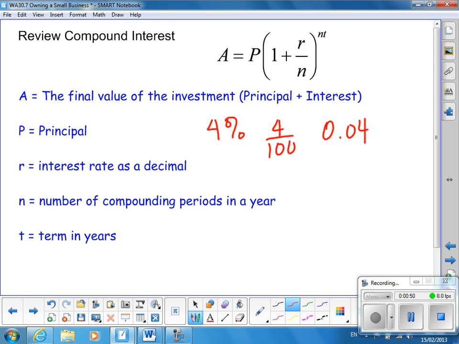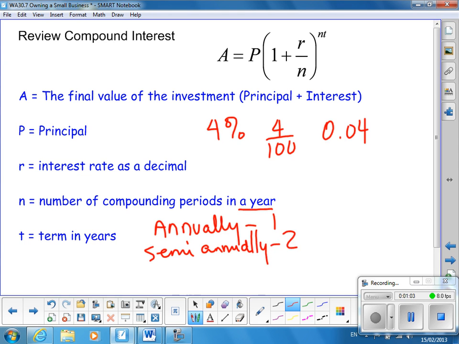N is the number of compounding periods. So it's in 1 year. You could compound the interest annually, which means once, semi-annually means twice, monthly 12 times, or daily, which is 365. And T is the term in years. So how many years have you borrowed the money?